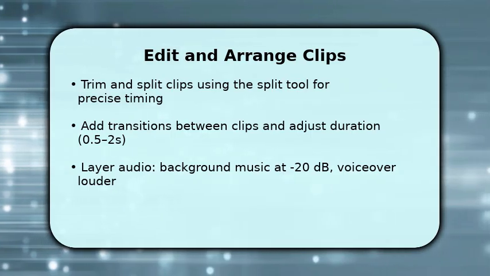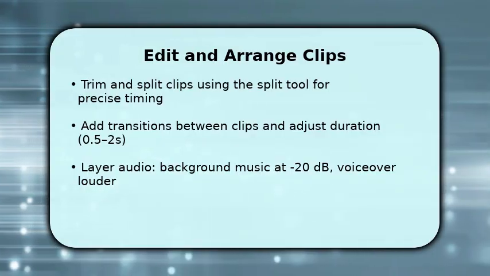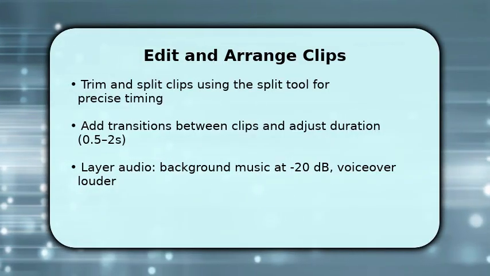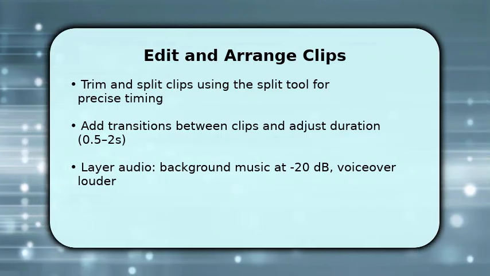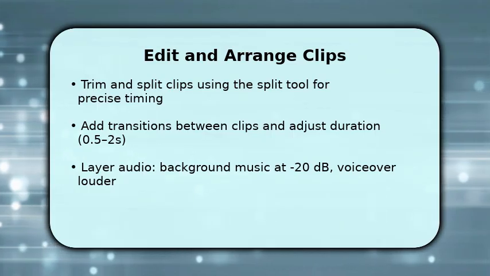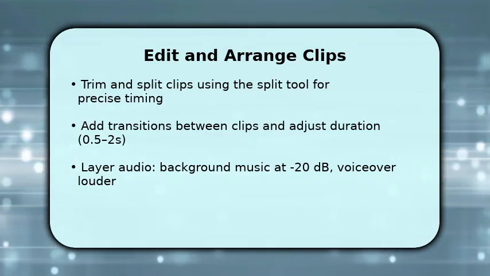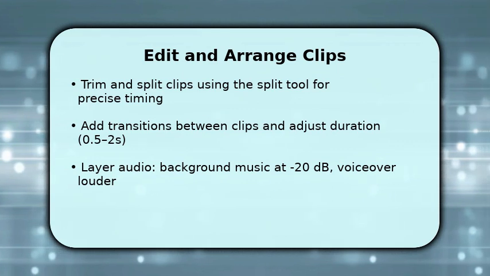Transitions help flow, so add simple dissolves and set durations between 0.5 and 2 seconds to match tempo. Once clips are ordered, balance audio, pull background music down about 20 decibels and bring voiceovers forward. Also apply simple color correction or stabilization on shaky footage to maintain professional consistency.